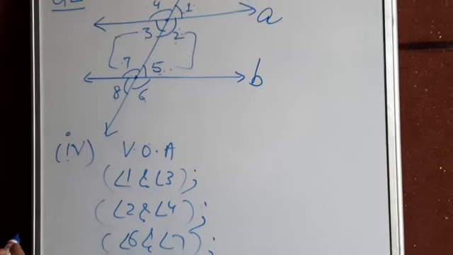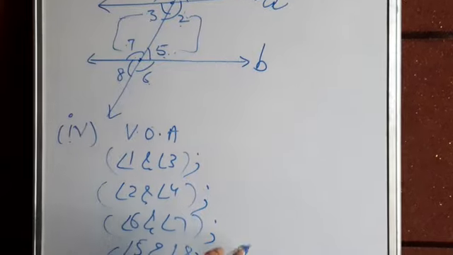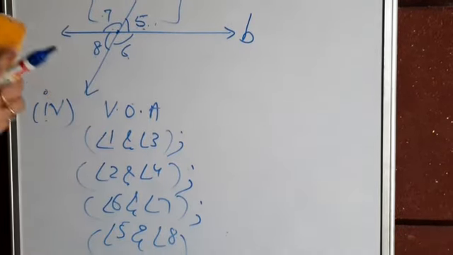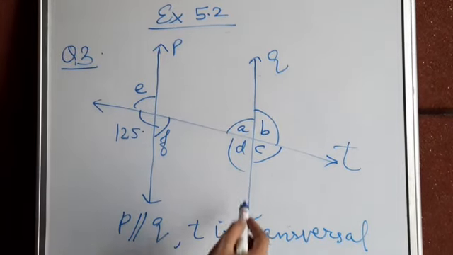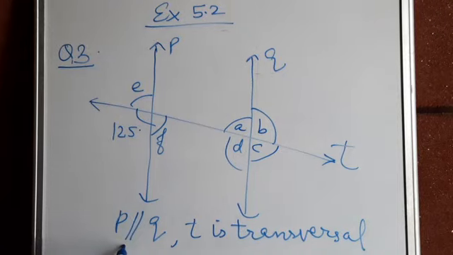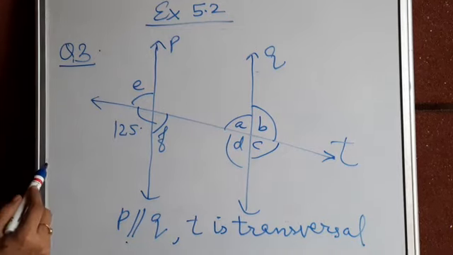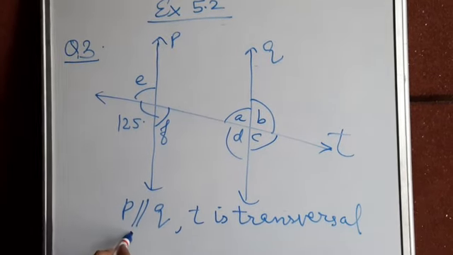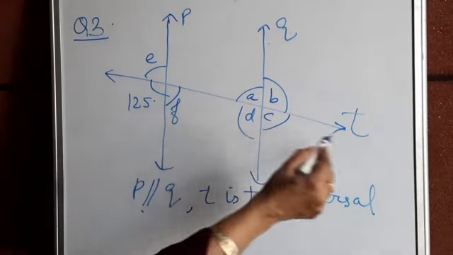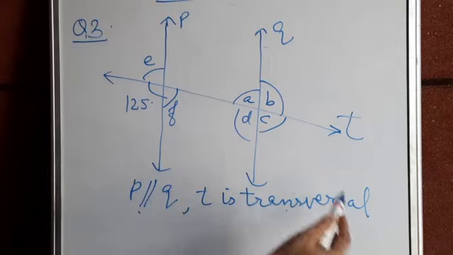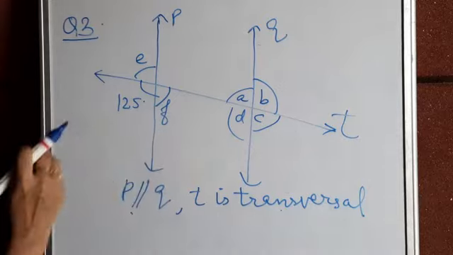So this was question number 2. Now come to question number 3. In this question, the lines P and Q are given to you as parallel, and this is the transversal given to you, and we have to find the unknown angles. So write down here P parallel Q because this is given in the question, and I have named this transversal T. So T is the transversal. Now we have to find the unknown angles A, B, C, D, E, F.